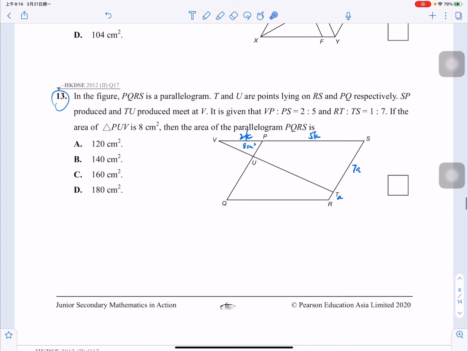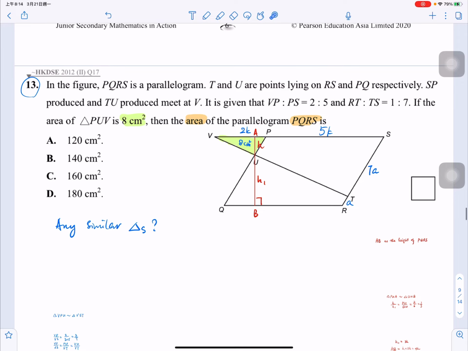Now let's have a look. Just now, the question I will write like this. 2K, 5K, and this one as 8 cm square, and we need to find the area of the whole parallelogram. That means this one. I haven't filled in the color like this.